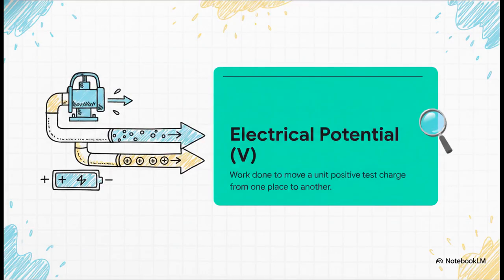But water doesn't just flow through a pipe without water pressure, right? And that brings us to electrical potential, or voltage, our letter V. By definition, this is the amount of work done to move a unit positive test charge from one place to another. So the big takeaway here is that voltage is the work. It's that invisible pressure required to actually push the charge forward through our metaphorical pipe. It is the driving force behind the whole flow.